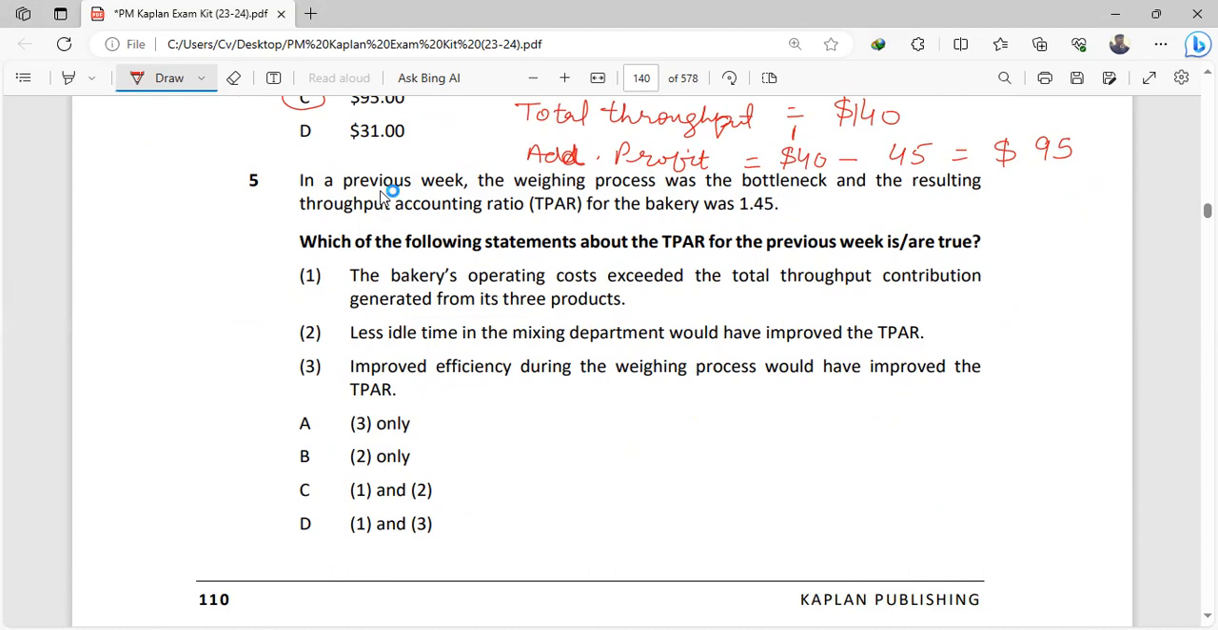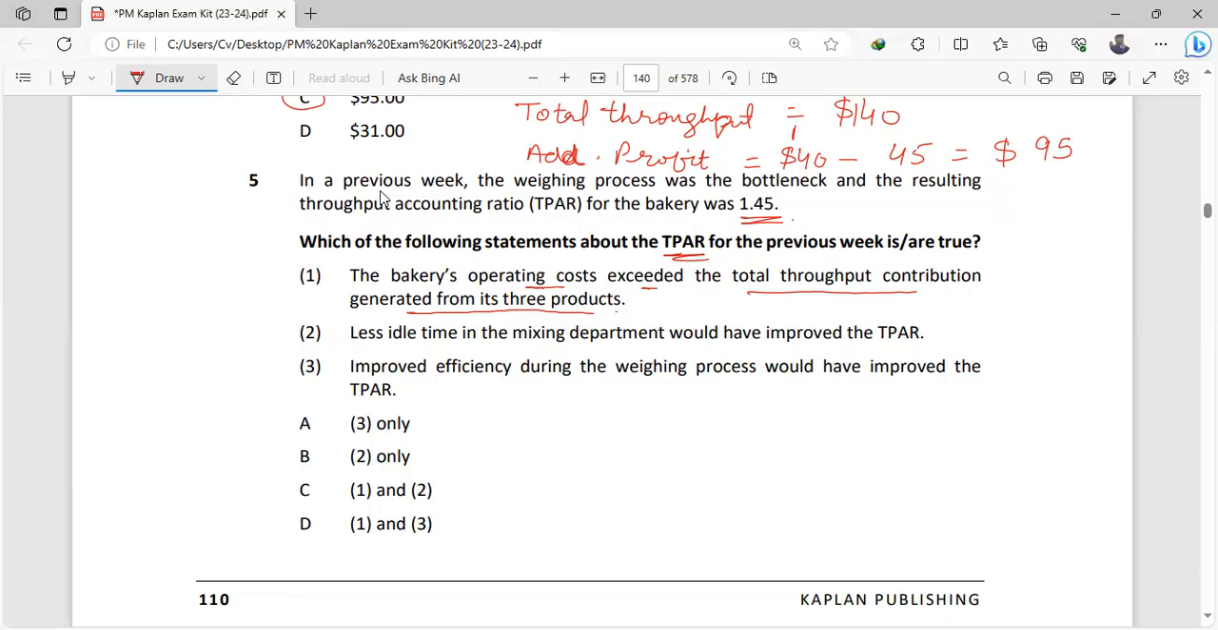Next is: in a previous week, the weighing process was the bottleneck, and the resulting throughput accounting ratio for the bakery was 1.45. Which of the following statements about the throughput accounting ratio for the previous week is or are true? The bakery operating cost exceeds the total throughput contribution generated from its three products. He is saying that your total cost is increasing in comparison with the contribution.